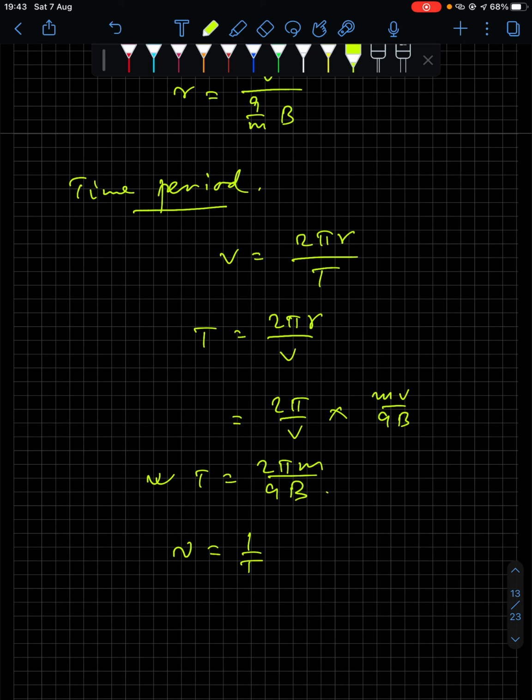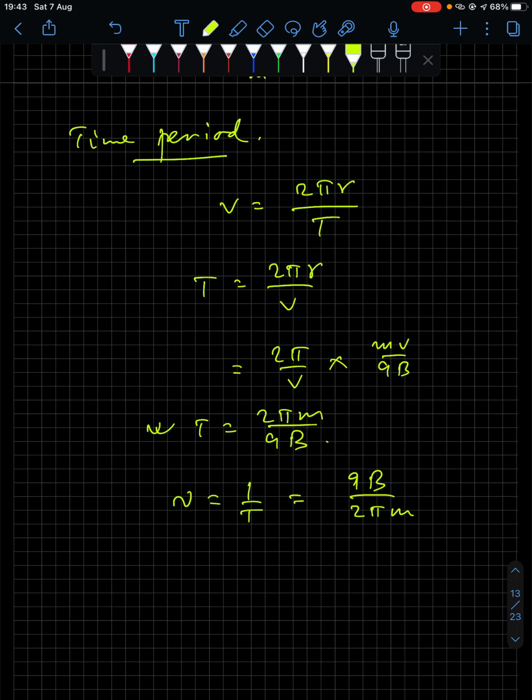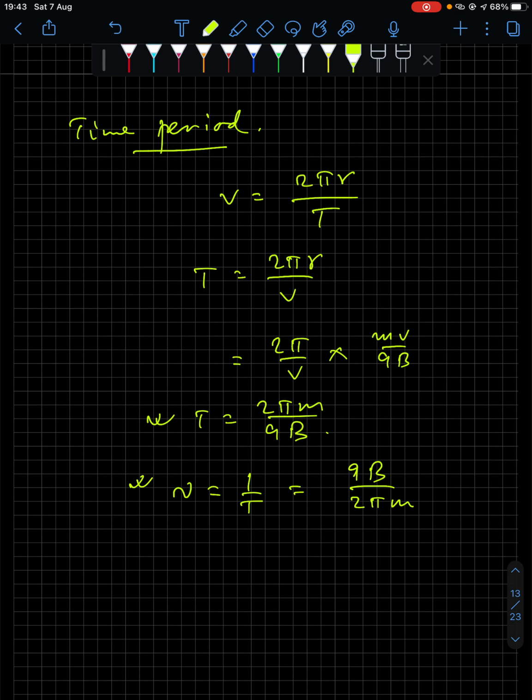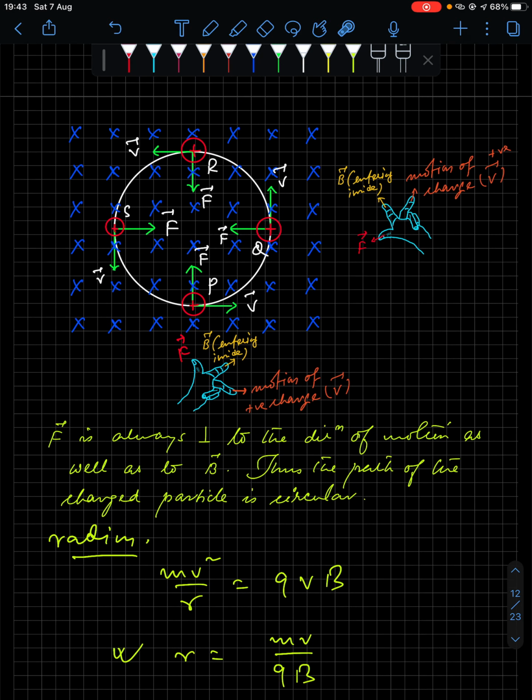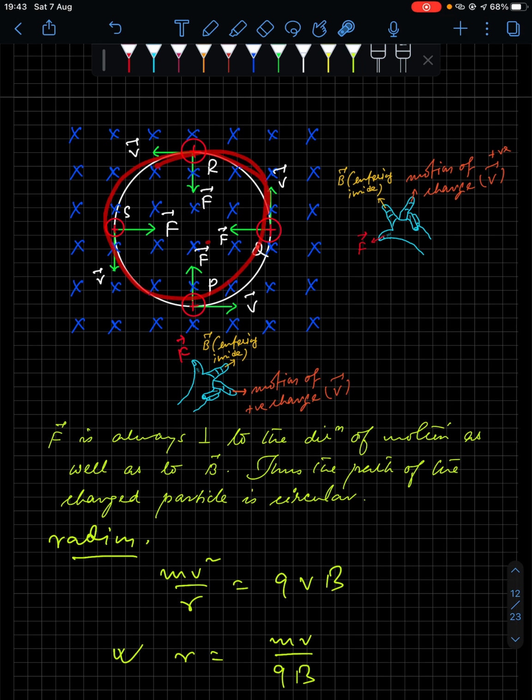Now you know that frequency is the inverse of time period, right? Frequency ν = 1/T, and therefore the relation comes out to be qB/2πm. And finally you have angular frequency. What is the formula? 2πν is the formula for angular frequency, and therefore you get qB/m as the relation for angular frequency. Now, these are the calculations. You'll be using this in numericals.